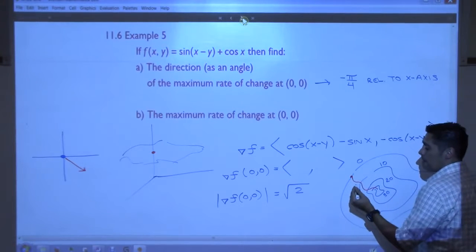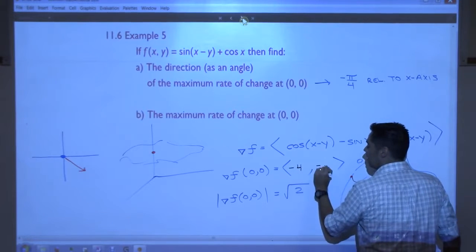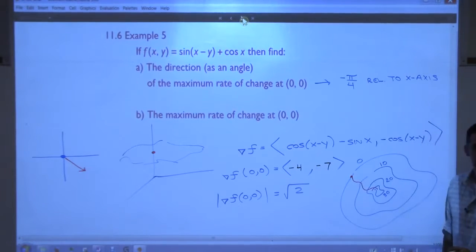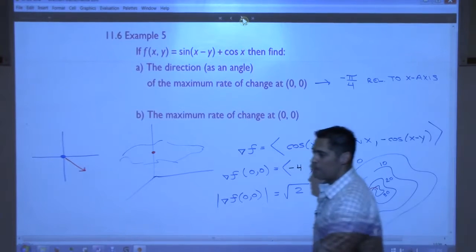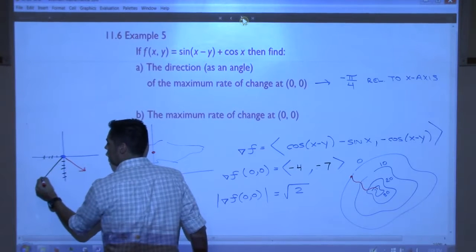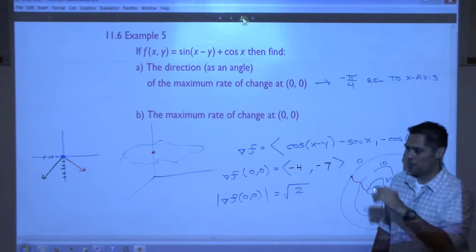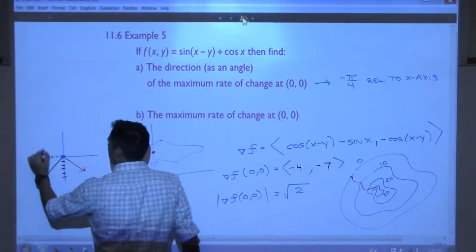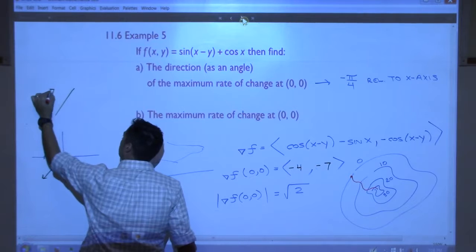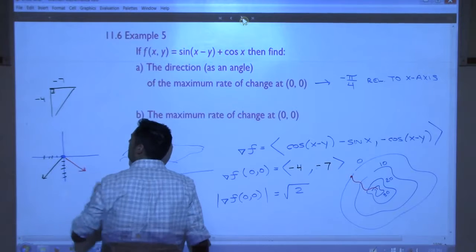What if we got a gradient vector of negative 4, negative 7? What would the angle be? So you would come over here, and you'd be at negative 4, negative 7. You'd be down here, right? So you could make a triangle out of that. It would look like this. Negative 4, negative 7. You're trying to find an angle here?